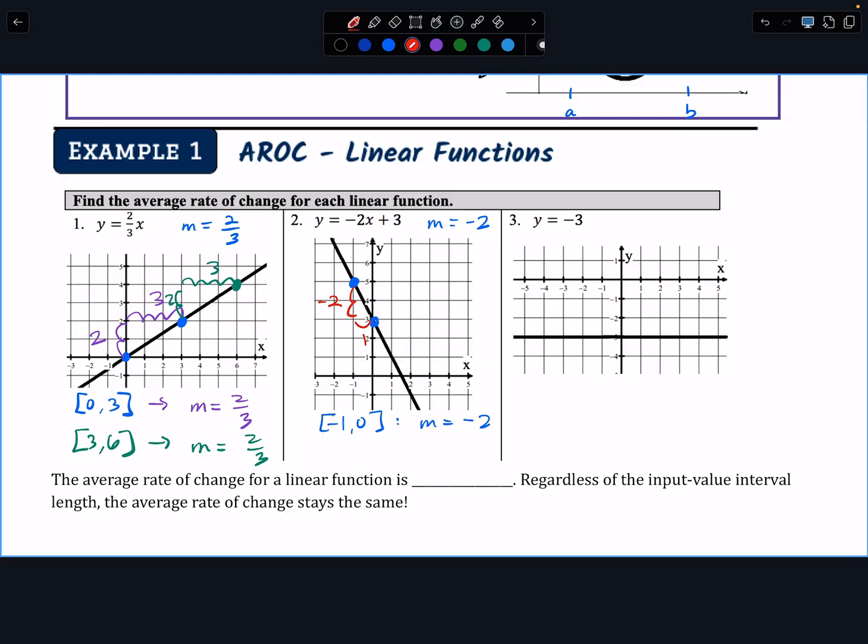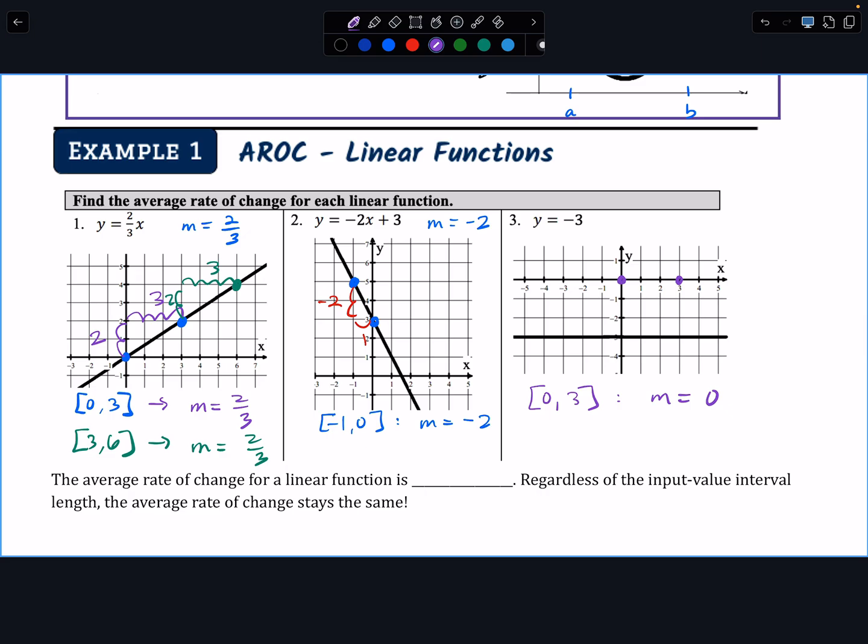What about number 3? Zero, right? Because is it rising or falling? No, it's flat. So from here to here, say 0 to 3, m is equal to 0. Could I have also picked like 0 to 5 or 0 to 4 or 0 to 1, right?